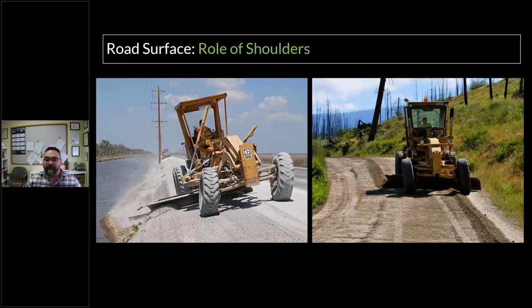So like I said, grading is, again, probably the most important and the most underdone maintenance item. But one thing that we often ignore are shoulders in resource road design. And I would say that 99 to 100% of the resource road designs that I have reviewed or used are done without shoulders. And 90 to 100% of the roads that I've built have shoulders.